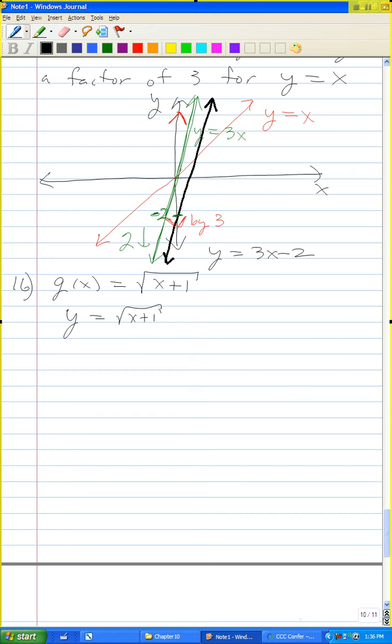So in this case, I'm just replacing x by x plus 1. So I'm going to translate. So this is a rigid translation of y equaling the square root of x. And again, I'm adding 1 to x, so that means I'm going 1 in the negative x direction, which is to the left by 1 unit. So let's sketch a graph of this.